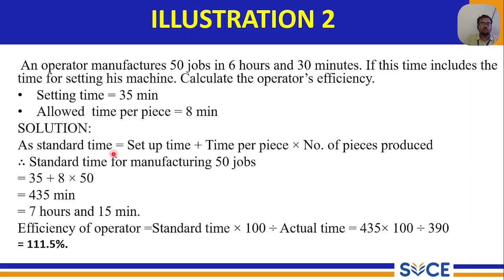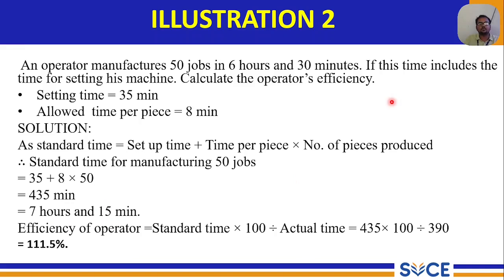So we know that the standard time is the setup time plus the time per piece multiplied by the number of pieces produced. The setting time is 35, which is required for the worker to set up the machine. That is added to the time per piece, 8, multiplied by the number of jobs to be manufactured, which is 50. So 8 multiplied by 50 added to 35 gives you your standard time, 435 minutes, which in terms of hours is 7 hours and 15 minutes.